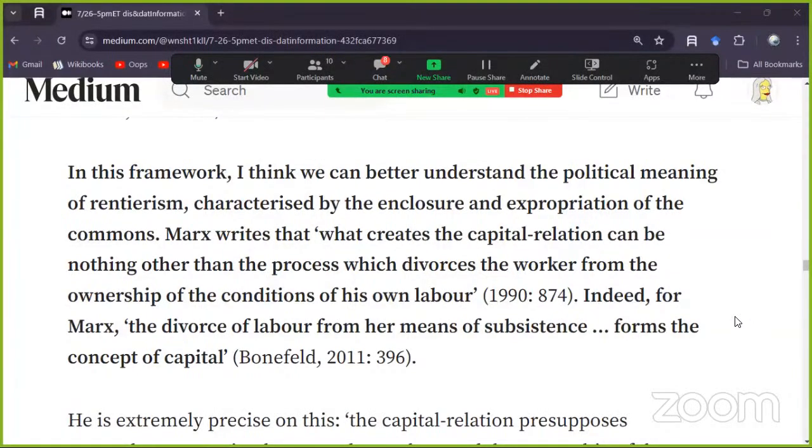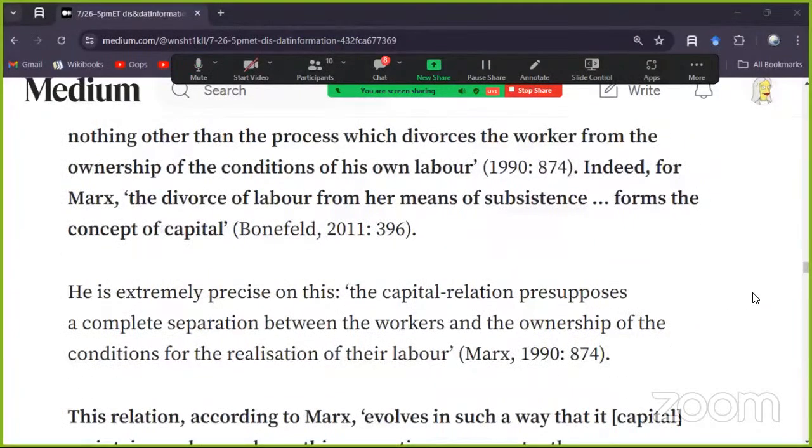of the commons. Marx writes that what creates the capital relation can be nothing other than the process which divorces the worker from the ownership of the conditions of his own labor. Indeed, for Marx, the divorce of labor from her means of subsistence forms the concept of capital. Marx is extremely precise on this. The capital relation presupposes a complete separation between the workers and the ownership of the conditions for the realization of their labor. This is the reason for seizing the means of production.